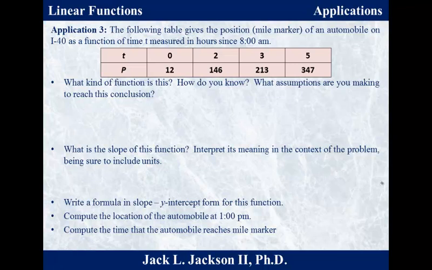Okay, here's another application. The following table gives the position, the mile marker, of an automobile on I-40 as a function of time t, measured in hours since 8 o'clock a.m. Notice this one goes through the point (0, 12), not through (0, 0). So this is not a direct proportion, but it may be a linear function. Let's see if it is or not.